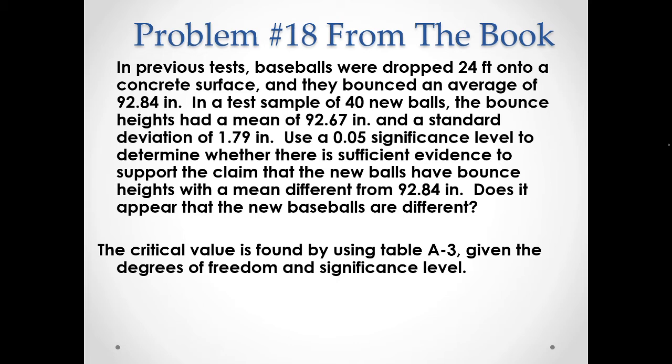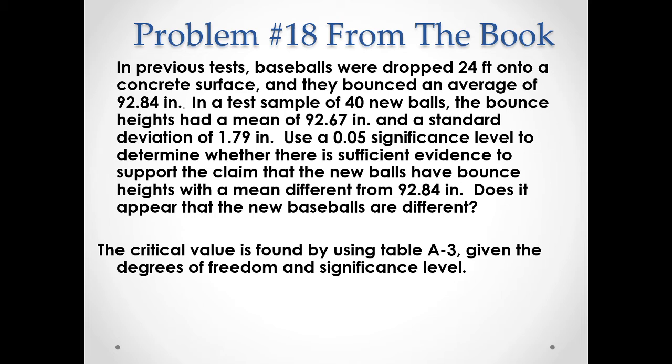Okay. So in previous tests, balls were dropped from 24 feet onto a concrete surface, and we're measuring how high they bounced. So the first balls bounced 92.84 inches, we're assuming in the air. They sampled some new balls, 40 of them, and they found that the bounce had an average of 92.67. So they dropped the balls and they bounced 92.67 inches in the air. And the standard deviation was 1.79. So use a 0.05 significance level to determine whether there is sufficient evidence to support the claim that the balls have a bounce height with a mean different than 92.84.